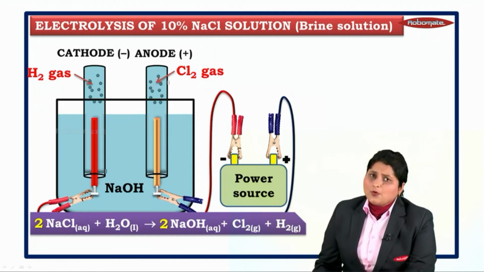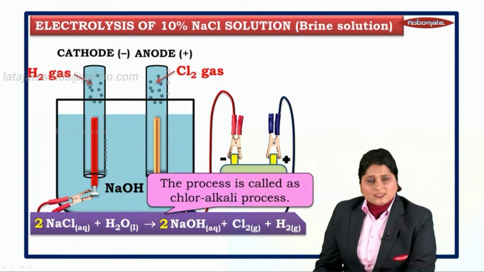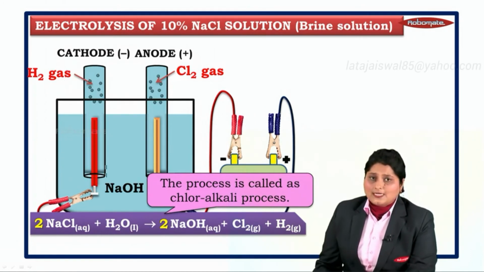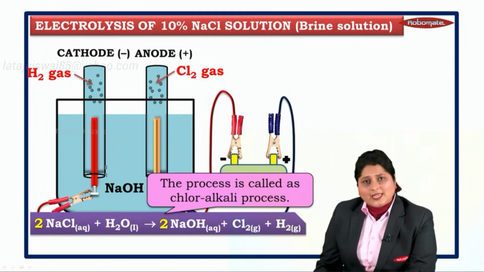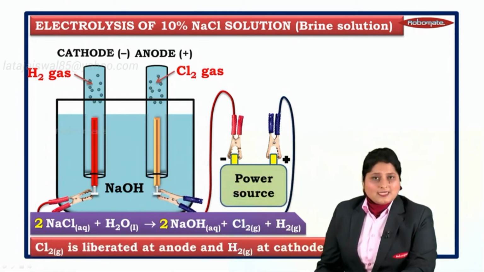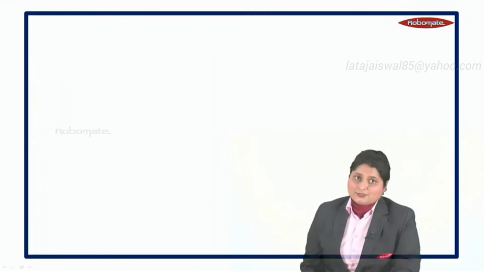Let's study something most important about NaCl right now. This process is called the chlor-alkali process. Nothing is given along with this name, so we are not going to study anything extra about this. Let's move ahead and study something extra. Here, chlorine is liberated at the anode and hydrogen is liberated at the cathode along with the formation of NaOH.